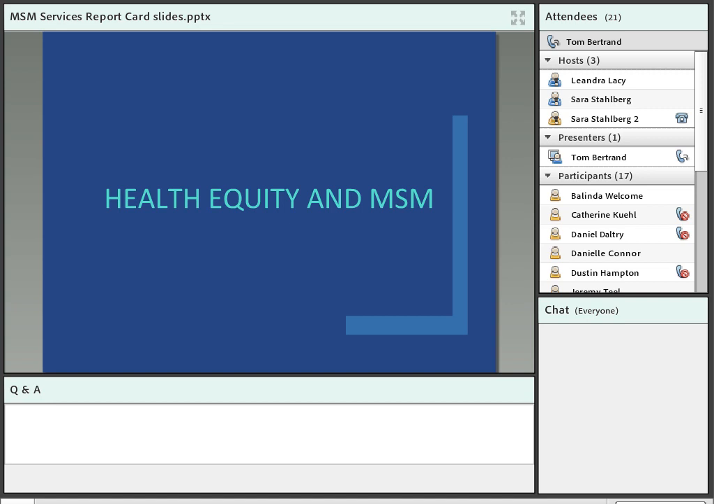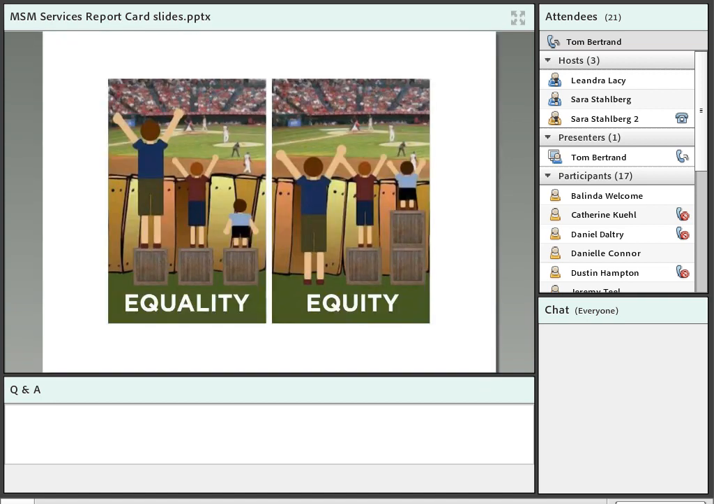Having said that, I know when I first heard the term health equity, I just made an assumption that it was the same thing as equality, and I learned quite differently. They're actually opposites of each other. So I wanted to talk just briefly first about the difference between health equity and health equality before we get even into some of the meat of the presentation.